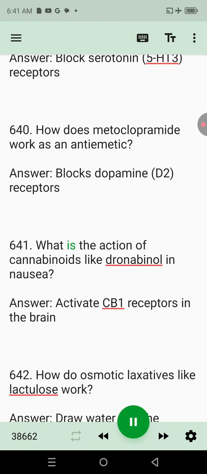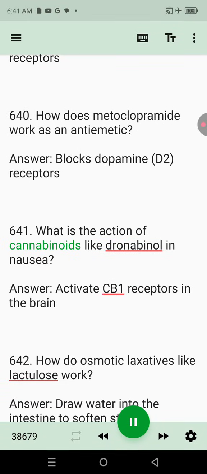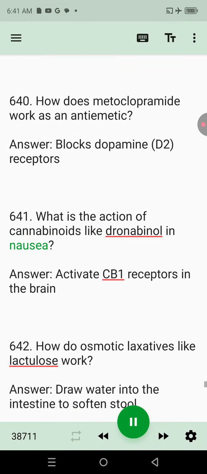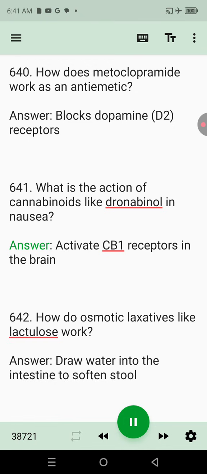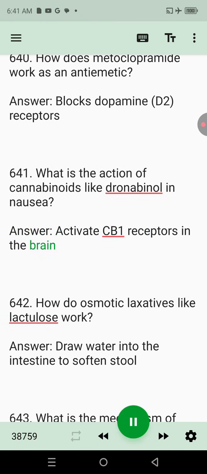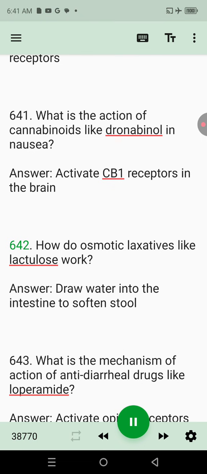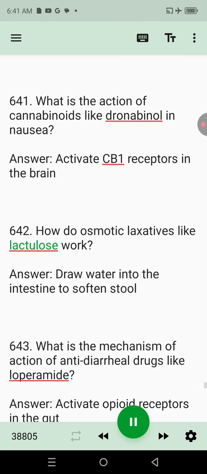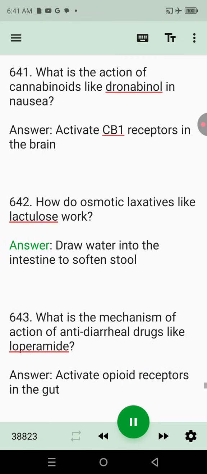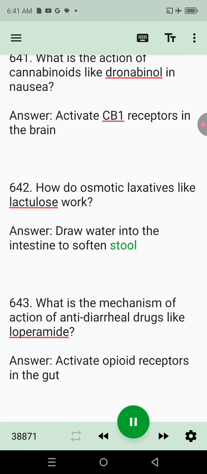641. What is the action of cannabinoids like dronabinol in nausea? Answer. Activate CB1 receptors in the brain. 642. How do osmotic laxatives like lactulose work? Answer. Draw water into the intestine to soften stool.